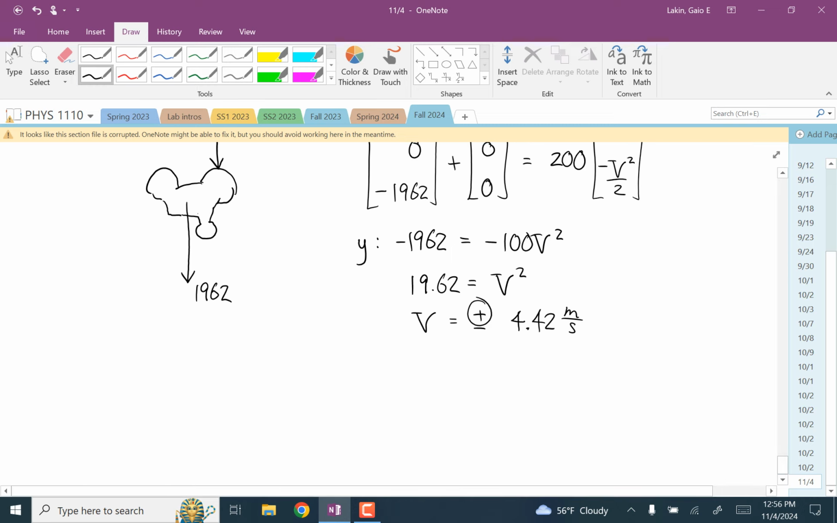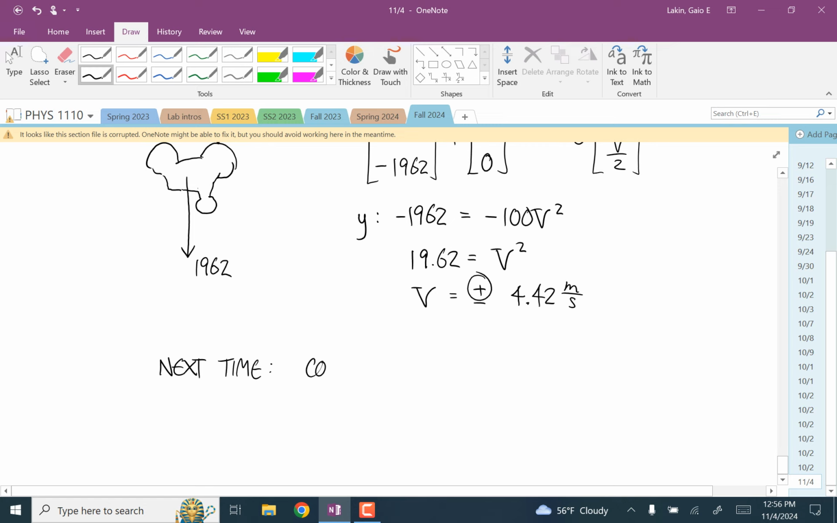let's stop there for today. The next thing we're going to do is go into a new topic, which is conservation laws. And so we'll be talking about conservation of momentum and conservation of energy. Okay, that's all.